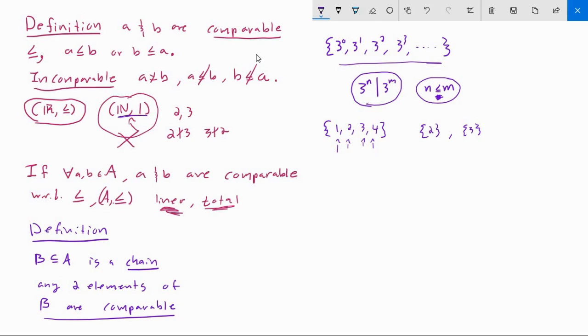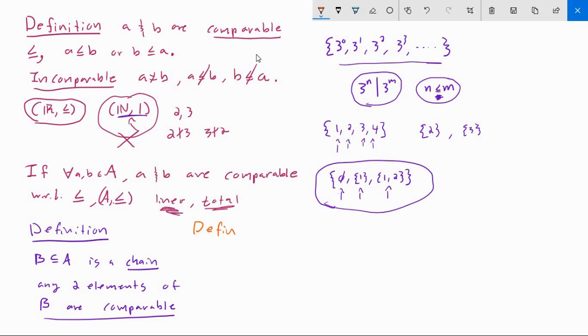However, if I were to focus on the subset of the power set, which say contains just the empty set, the set containing 1, and the set containing 1 and 2, you can check by inspection that in fact this is a chain, so that any two members of this set are comparable in the subset relation.